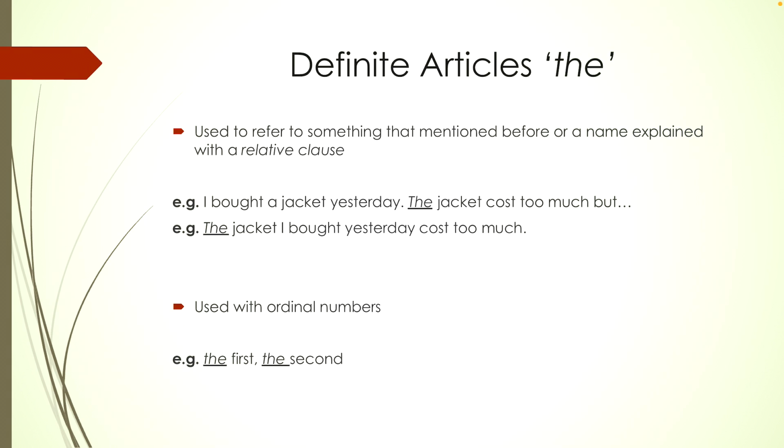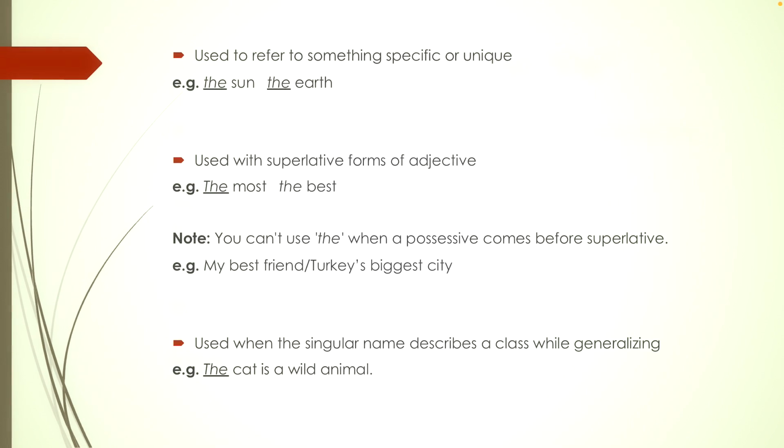We use the definite article with ordinal numbers, like the first, the second, the third, the fourth, etc. When talking about something unique or specific, we use the definite article, like the sun, the earth. If your sentence includes superlative forms of adjectives, you have to use the definite article. For example, the most or the best. Best is the superlative form of good, and when we use it in a sentence, we have to use it with the definite article.